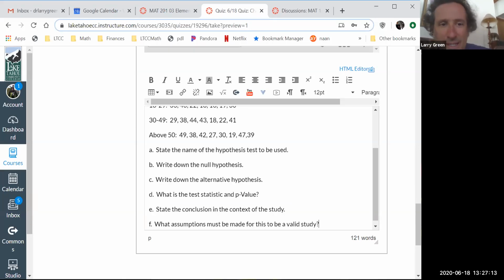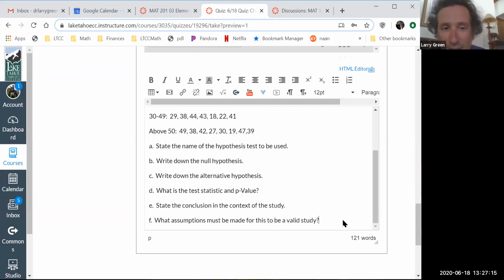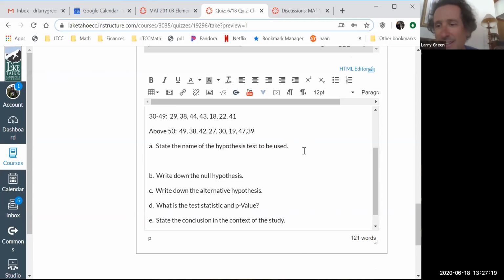That way I can type it in. Okay, the hope is this first one. You should all know the answer, or you just weren't paying attention. What is the name of the test we're going to have to use for this? ANOVA. Yeah, this one's ANOVA.